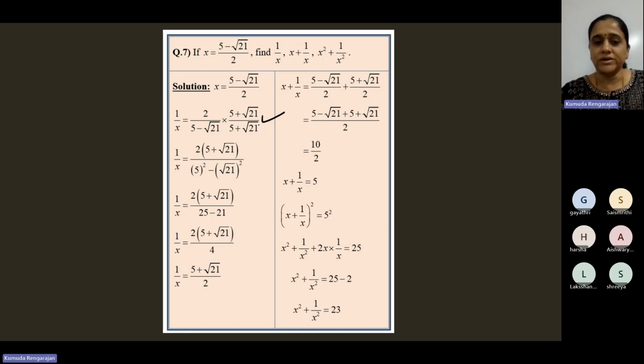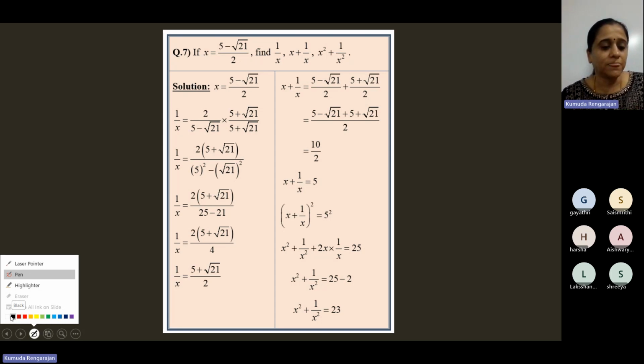Now multiply the numerators: 2 into 2 times (5 plus root 21), divided by (a minus b) into (a plus b), so a squared minus b squared: 5 the whole square minus root 21 the whole square. I've told you, don't multiply. We'll see if we get a number in the denominator which can be cancelled out with 2. So don't multiply 2 with the terms inside the bracket. Just wait for the denominator to simplify completely.